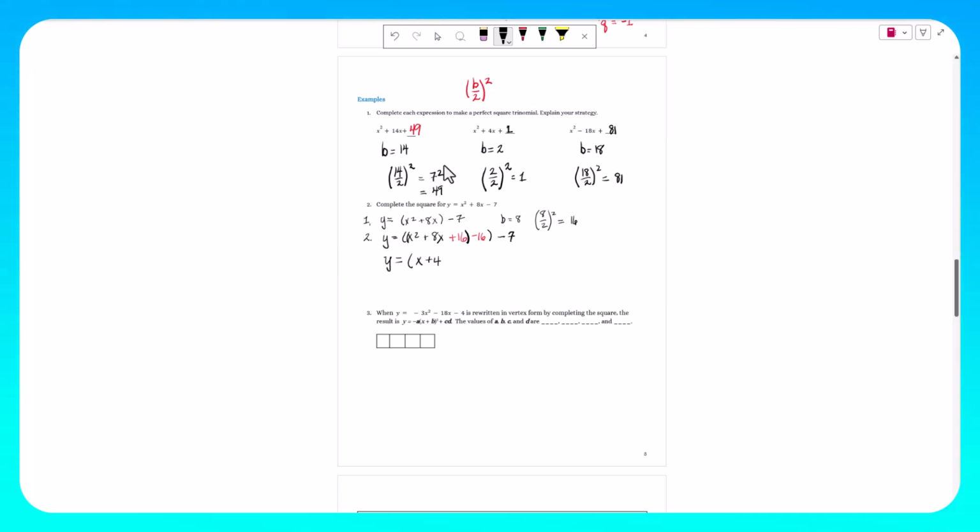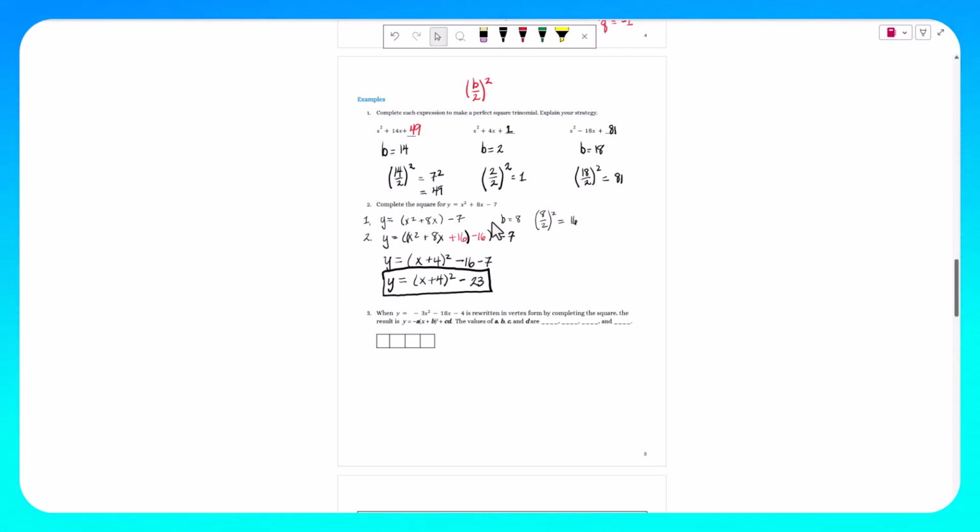So I say y equals, now that is x plus 4 squared. Now notice here, because I don't have the coefficient out front, I don't need to distribute it through. So I'm really left with this, which means all I have to do is simplify by subtracting 7 from 16, and it gives me 23. So this one is the completed square. Let's move on to number 3.